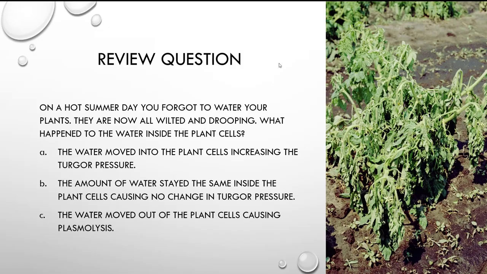Here's another question for you. On a hot summer day, you forgot to water your plants. They are now all wilted and drooping. What happened to the water inside the plant cells? Is it A, the water moved into the plants, increasing the turgor pressure? B, the amount of water stayed the same inside the plant cells, causing no change in turgor pressure? Or C, the water moved out of the cells, causing plasmolysis?